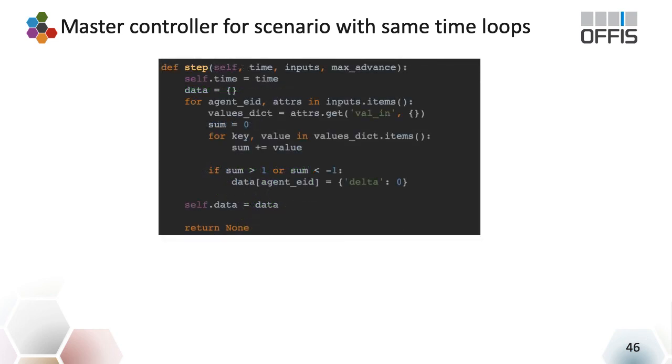Then here the change is in the step function. So here the incoming values are read from the inputs. Then a sum is built. So here all the normal agents are connected to the master agent. So there will be, in our example, three values, which are added to the sum of them. And then this master controller, in this simple example, will just check if the sum is larger than one or smaller than minus one, then the delta would be set to zero, so that there will be no change in the models.